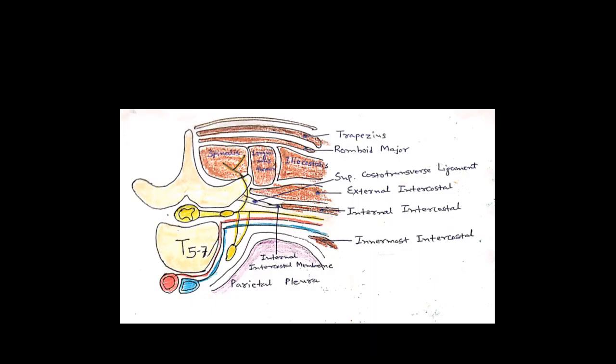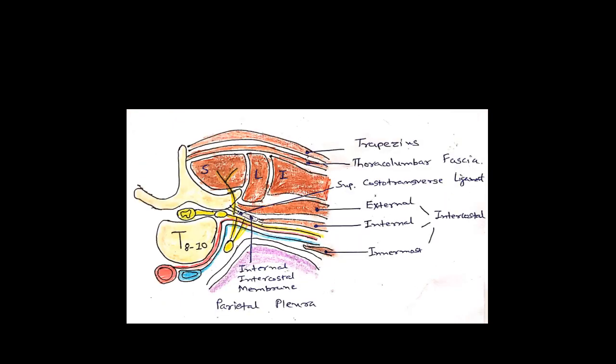At T5-7 level, the muscle layers above the transverse process are trapezius, rhomboid major and erector spinae. But at T8-10 level, the muscles above the transverse process are trapezius and erector spinae.